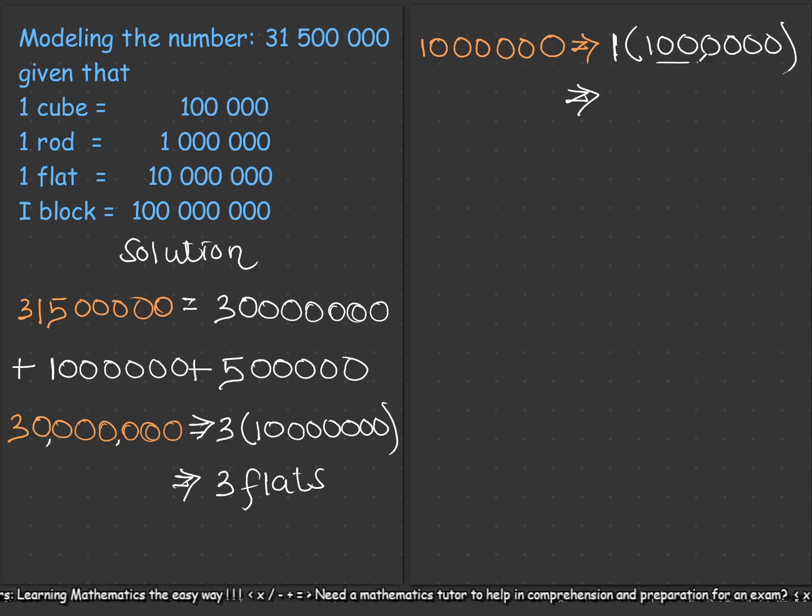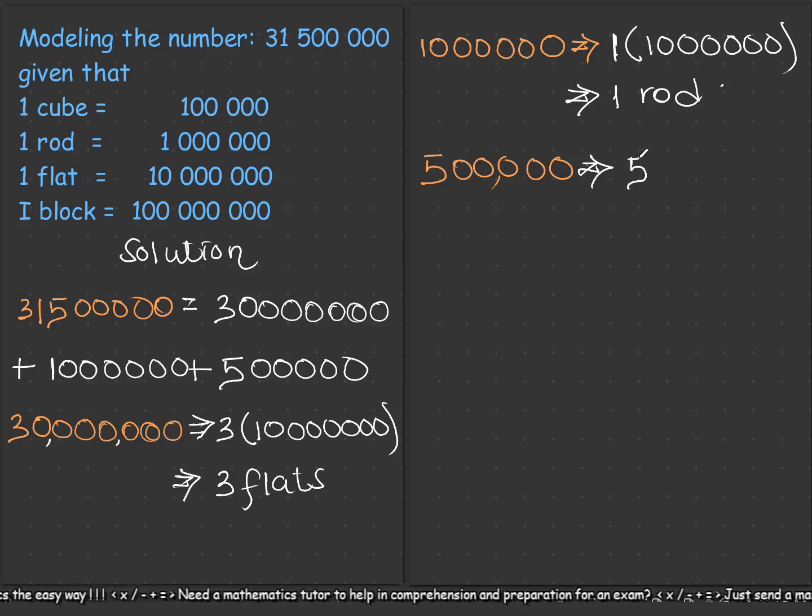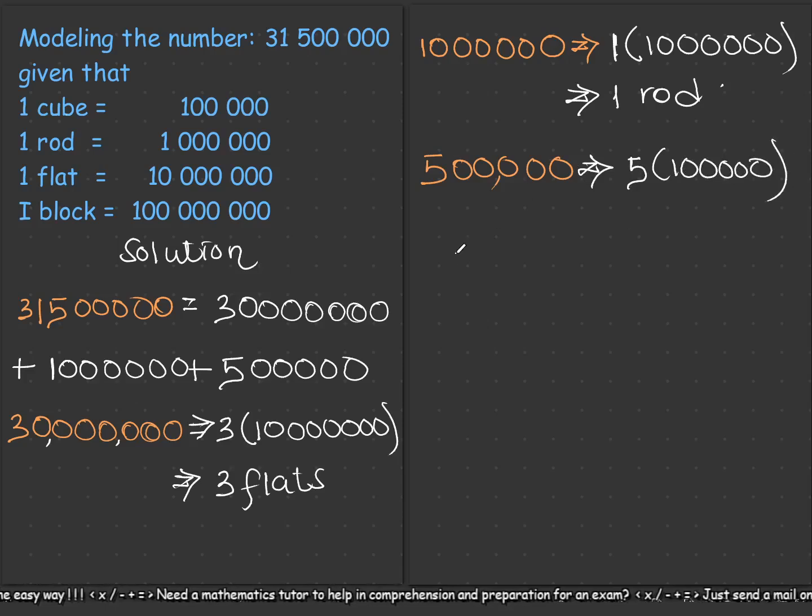Now we do know that 1 million here is what? A rod. So it simply means 1 rod. You see? Then our last number here, which is 500,000. For the 500,000, we also do know that if you multiply 5 by 100,000, you are going to get 500,000. You see?